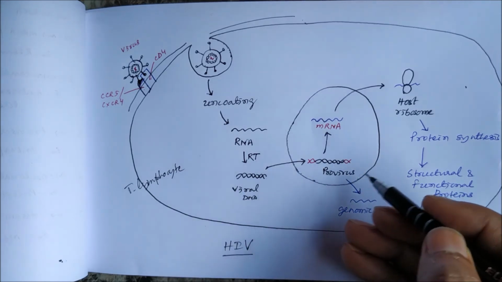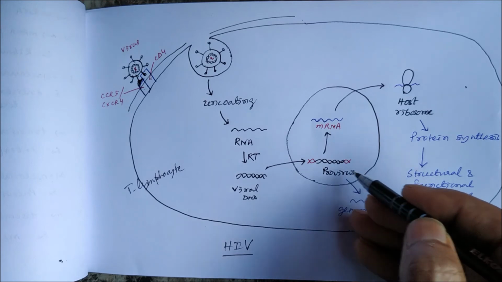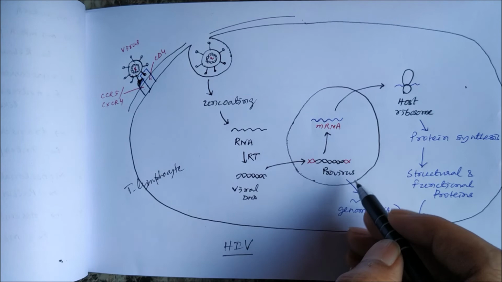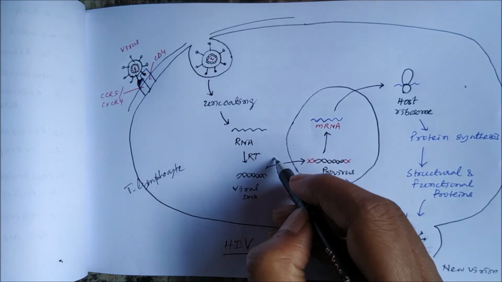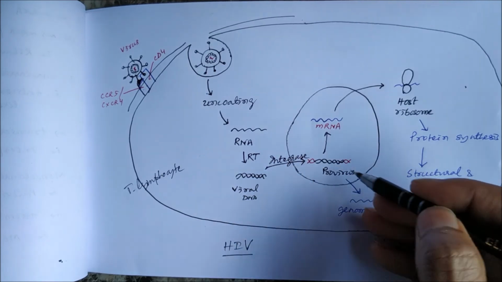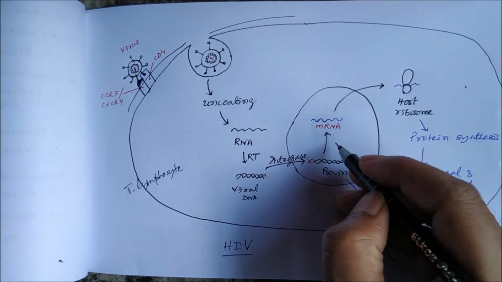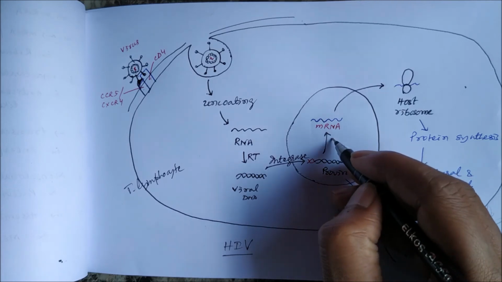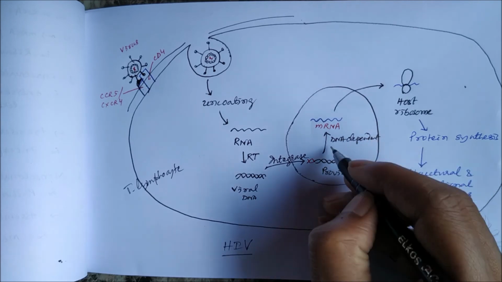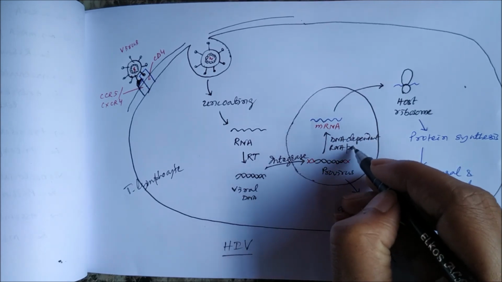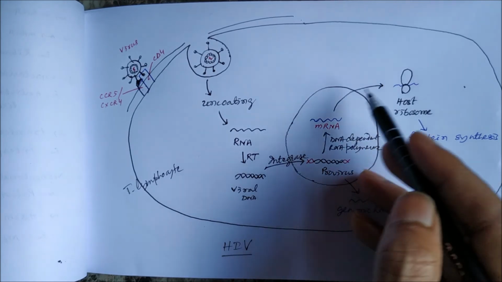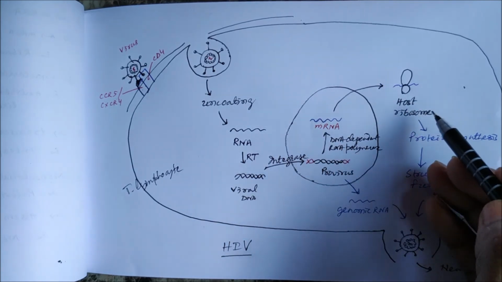integrate with the host cell DNA, and we call that a provirus, and here the enzyme is the integrase enzyme. Then from this provirus, by the action of host cell DNA dependent RNA polymerase, there will be synthesis of messenger RNA, and this messenger RNA now will bind to the host cell ribosome.